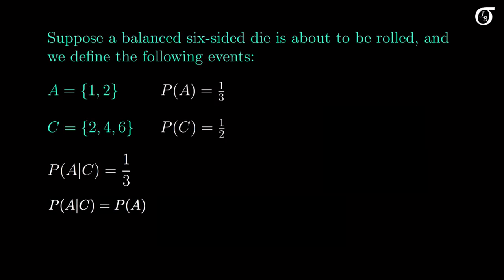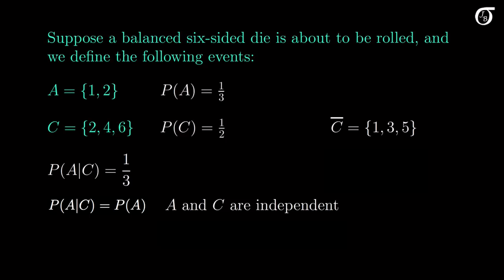That equals the unconditional probability of A, so A and C are independent events. Knowing the die came up even does not change the probability the die came up with a 1 or a 2. I do have another point I'd like to make, so humor me for a moment. C complement is made up of all the sample points in the sample space that are not in C, so C complement is the odd numbers, 1, 3, and 5.